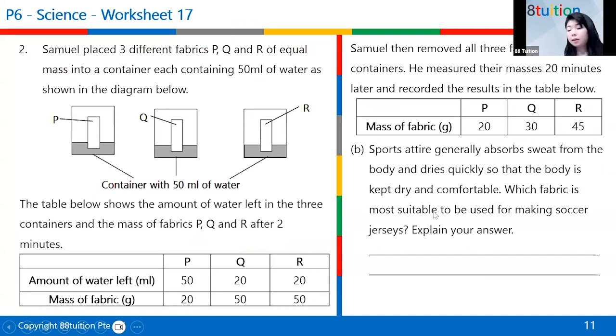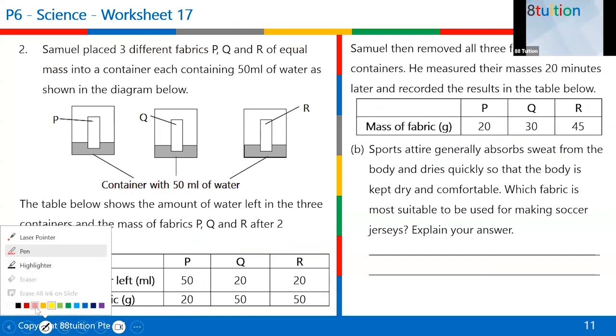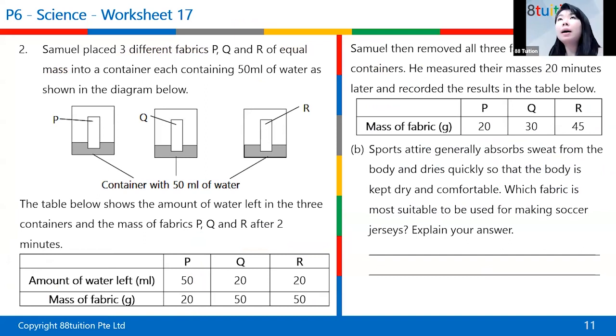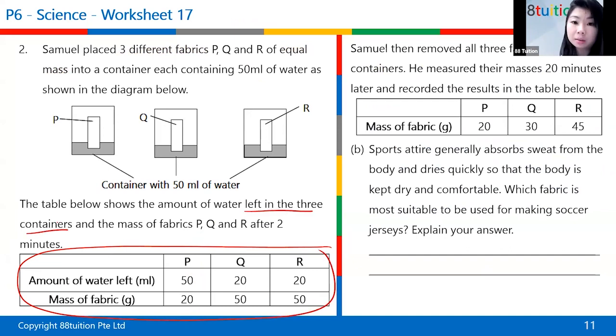Now, this question, again, is an explanation problem. A lot of you cannot explain properly. Samuel, this is the second part to the experiment. In this part, he is putting the fabric inside the water. In this part, he has removed the fabric, and he is looking at the fabric 20 minutes after removing it. You will notice the mass changes. From 50 grams, these two became 30 and 45 grams.